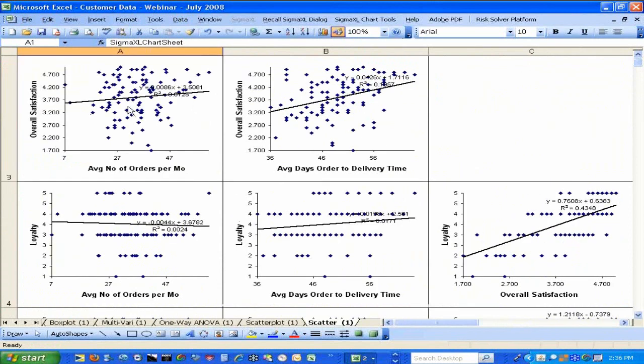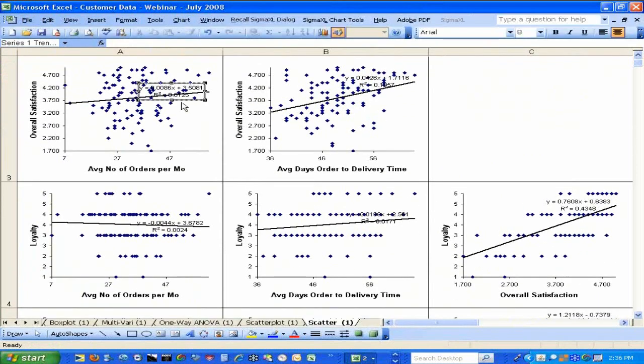Okay, so here's overall satisfaction versus average number of orders per month. That's a very weak association. Just as a guideline, less than 50% is weak, 50 to 80% is moderate, and over 80% is strong when you're looking at R-square. This is that relationship that we looked at earlier. I'll just move these to make them easier to see here. R-square of 10.6%, but we already mentioned that that's really not a valid relationship.